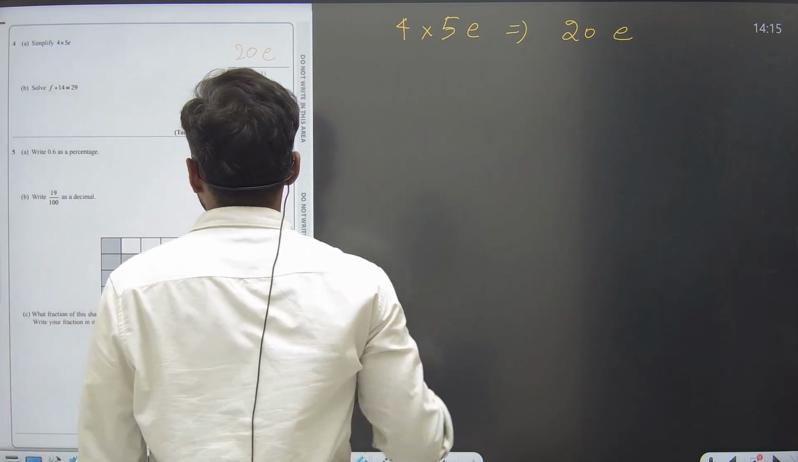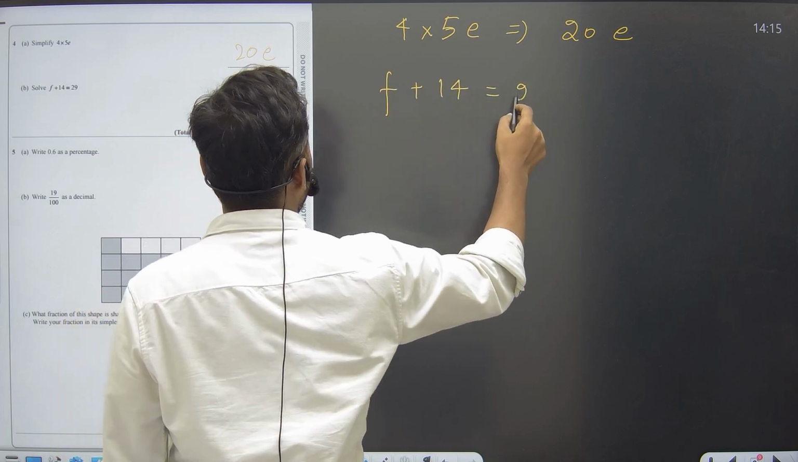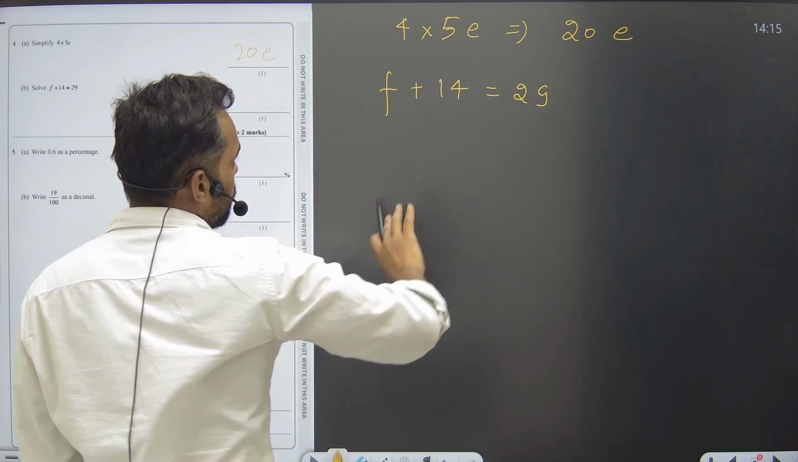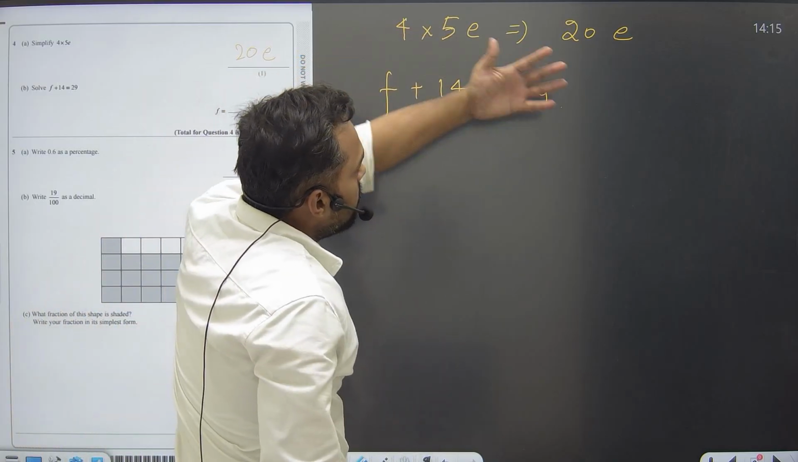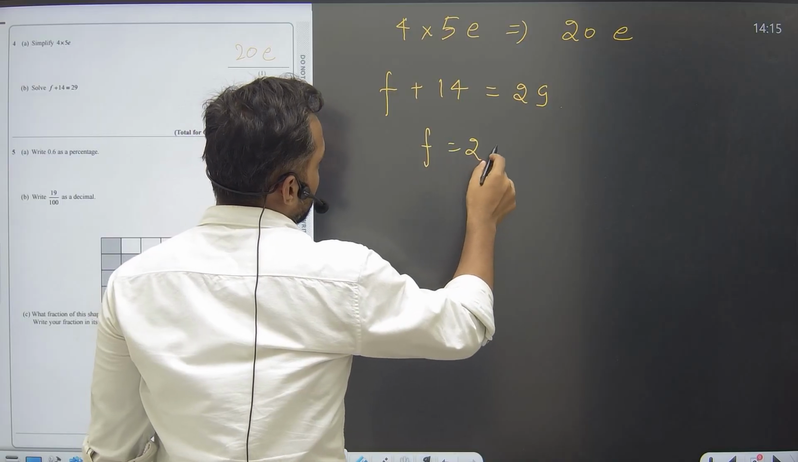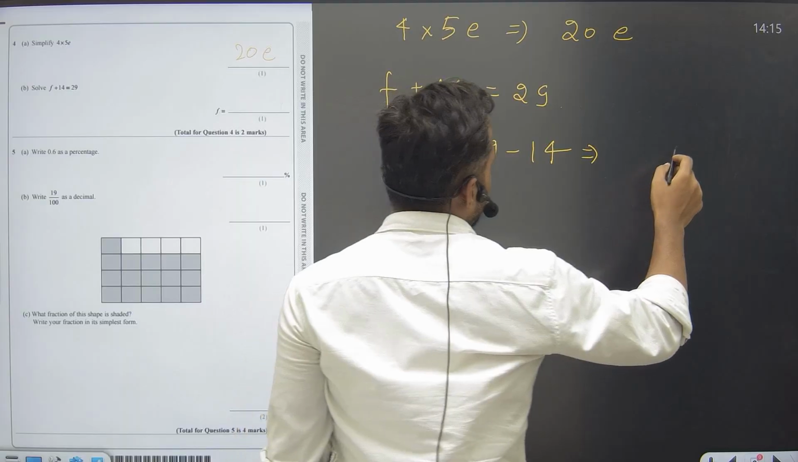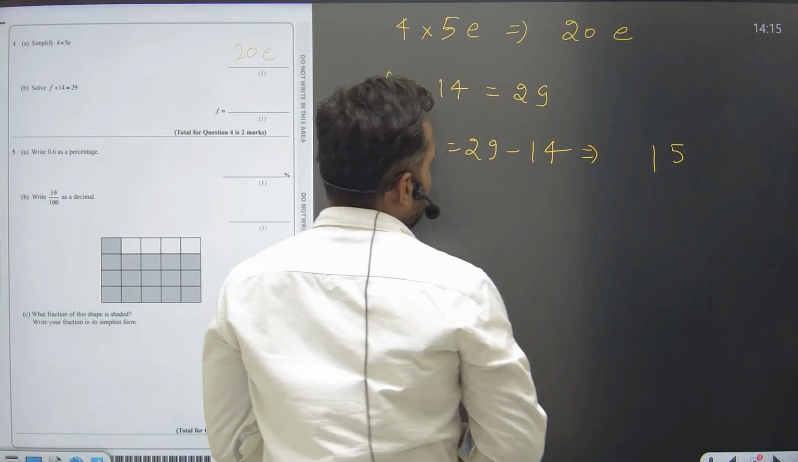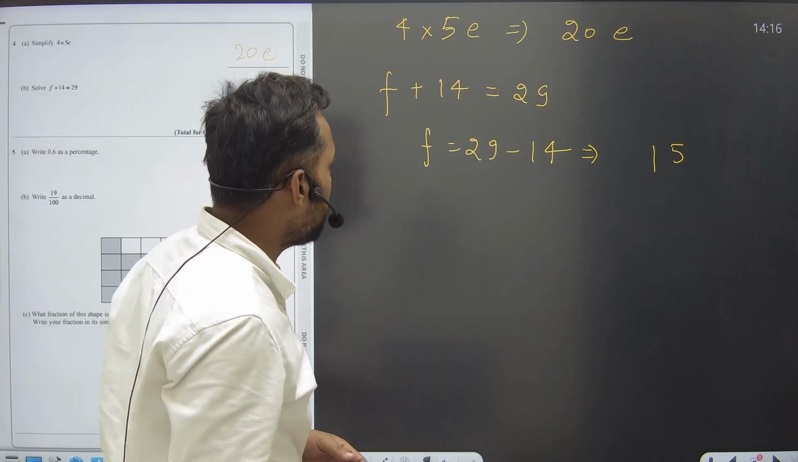For the B part, f plus 14 equals 29. We need to transpose 14 to the right hand side. So what will we get? f equals 29 minus 14. That is equal to 5 and 1. You can take the help of the calculator if you want. 29 minus 14 will be 15.